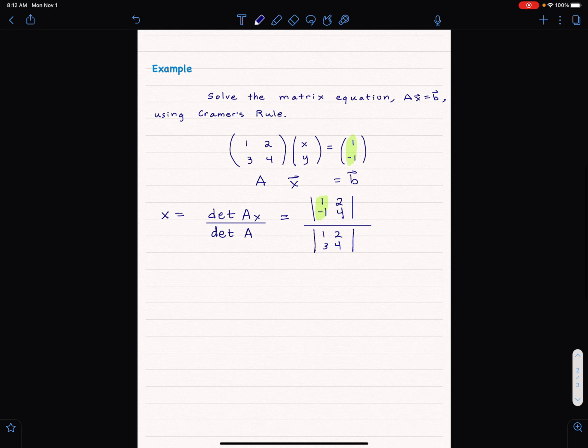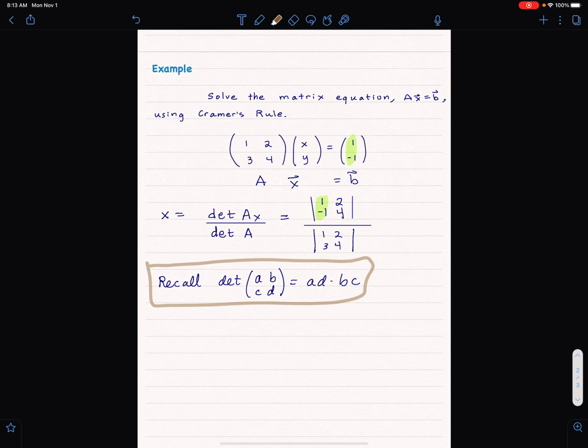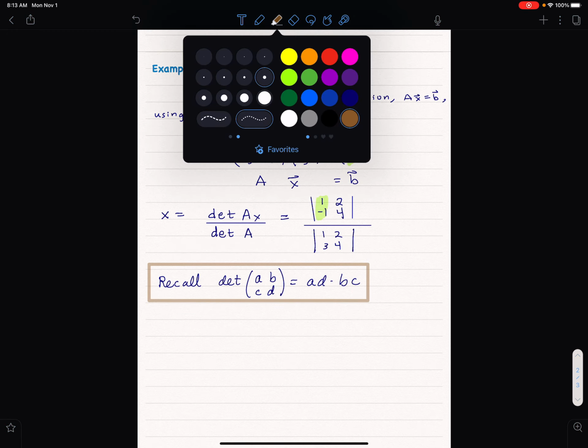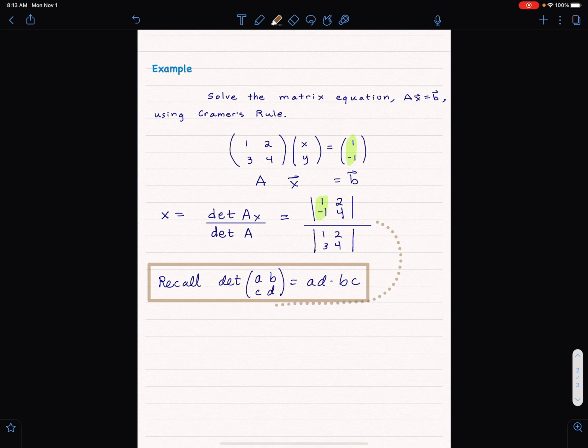Okay, now let's also recall how to find the determinant of a 2 by 2 matrix. The determinant of A, B, C, D is given by AD minus BC. All right, so it's a fairly simple formula. Therefore, let me put a box around this first, and let's put little snail tracks leading down to here.